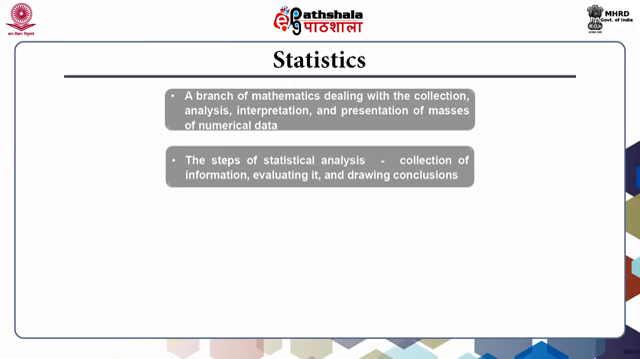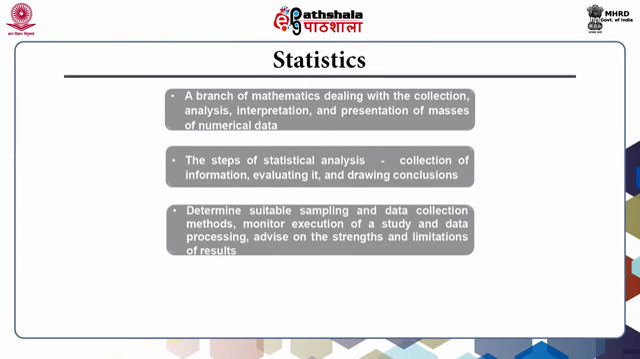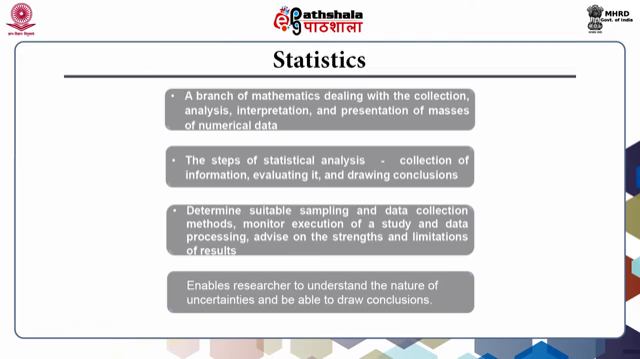A statistician determines what information is reliable and which predictions can be trusted, searching for clues to the solution of a scientific mystery without being misled by false impressions. Among the other roles of a statistician include determination of suitable sampling and data collection methods, monitoring the execution of a study and the processing of data, and also advising on the strengths and limitations of the results. It is crucial to understand the nature of uncertainties and be able to draw conclusions in the context of particular statistical applications.